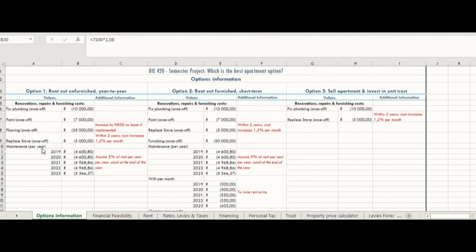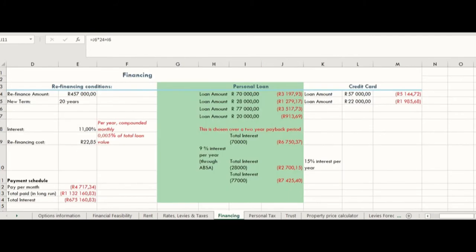Let's start off with the renovations, repairs, and furnishing costs. This is mostly relevant to option 1 and 2, but also to option 3, where the plumbing is fixed and the stove is replaced. I decided to replace the stove immediately, not to bother with the percentage increase that the stove will cost with each month. To actually pay for all of the renovations and repairs, the client needs financing. 3 financing options were considered: refinancing the mortgage, taking out a personal loan, or going into credit card debt.